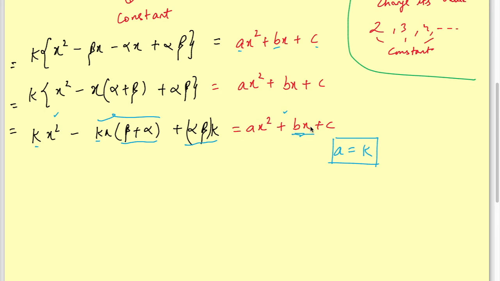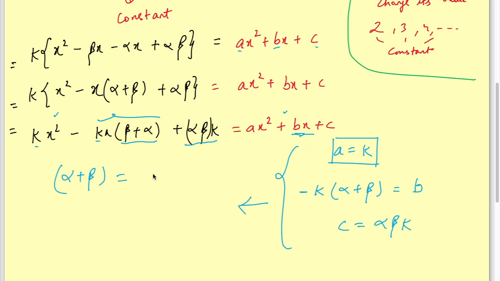Now compare this and this whole equation. This and this. So here is x. The coefficient of x here is b, and the coefficient of x here is k(alpha plus beta). So k(alpha plus beta) equal to b. Okay. But here we can see there is a negative sign also, so I will add a negative here. Okay. And the c value is equal to alpha beta into k. Okay.